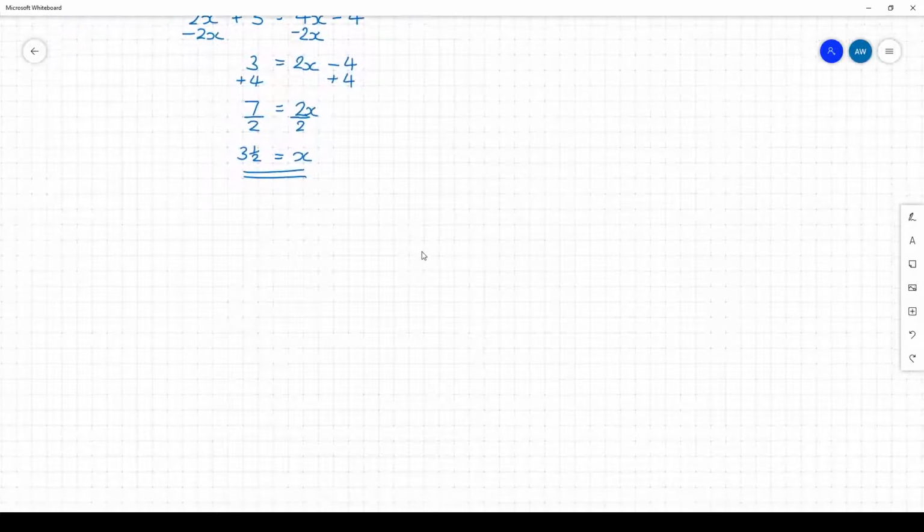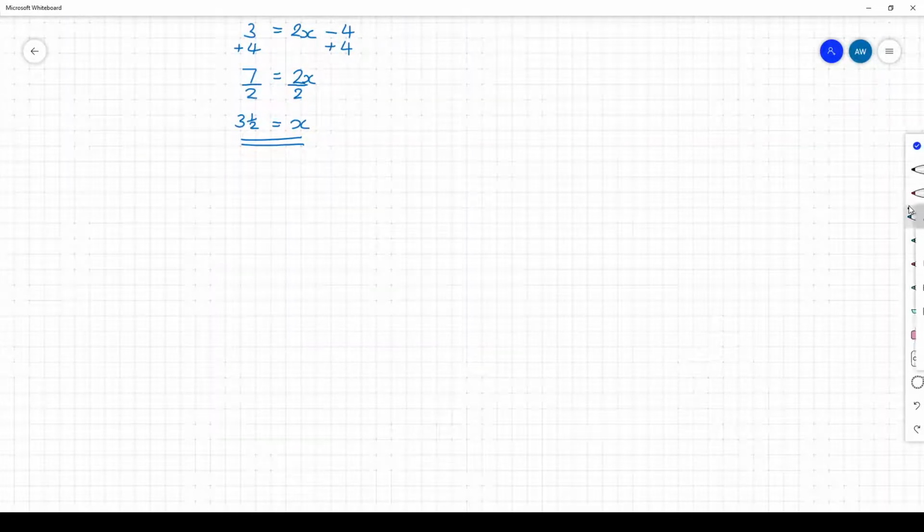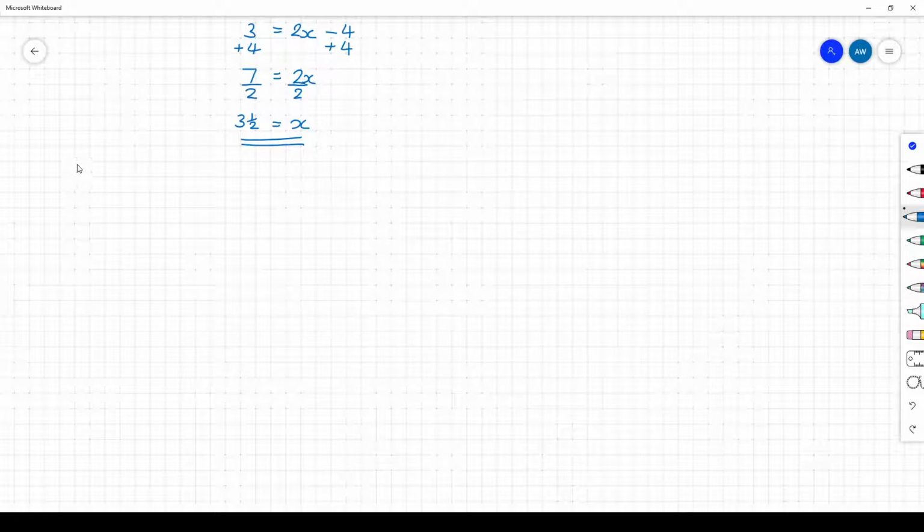Example 2. Solve 7 bracket 2x minus 3 equals 5x plus 10. Now, like I said, I'm just randomly picking numbers here, so the answer might be a fraction or involve a fraction. It could be a mixed number, or it might be a whole number. Who knows? We'll see when we get there.